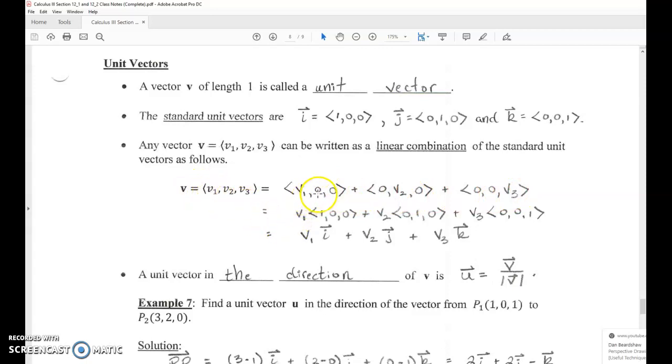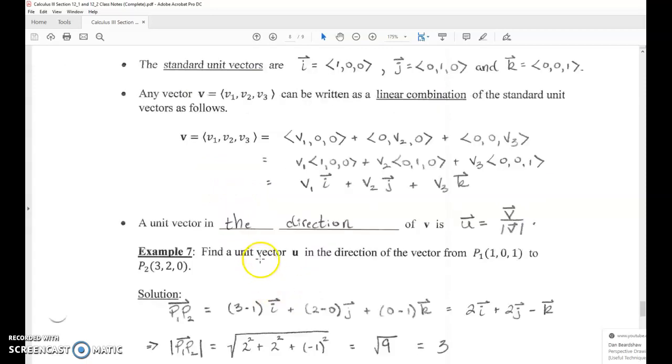Then I could factor the v1 out of this guy. It'd be v1 now as a scalar times 1, 0, 0, v2 times 0, 1, 0, and v3 times 0, 0, 1. So that's i, that's j, that's k. So it's v1 i plus v2 j plus v3 k. So the vector v with 3 components can also be written, this is called written in component form, and this is called written in standard form. Okay, so this is v1 i plus v2 j plus v3 k. For any unit vector that's in the direction of v, just take v, no matter what its length is, divide it by its length. This now has length 1. Okay, so that's a unit vector in the direction of v.